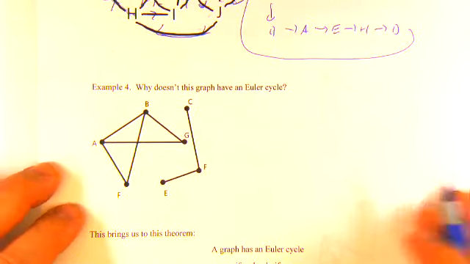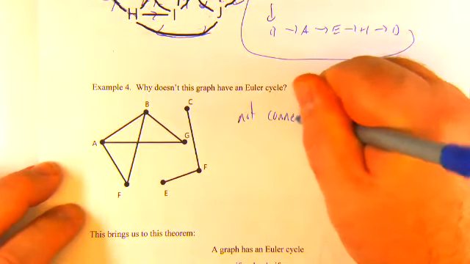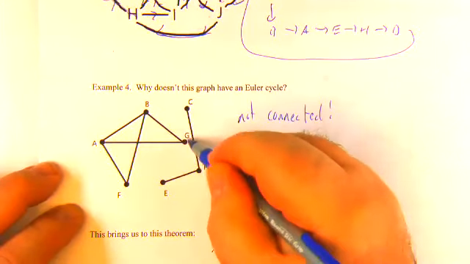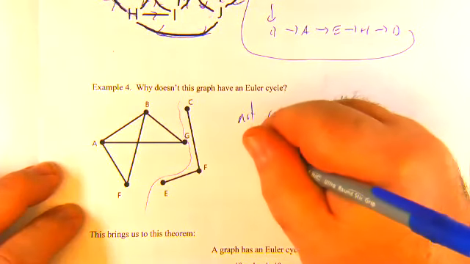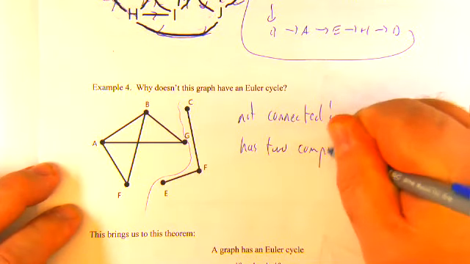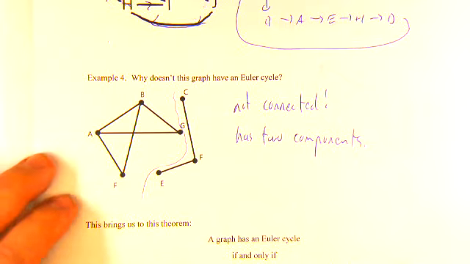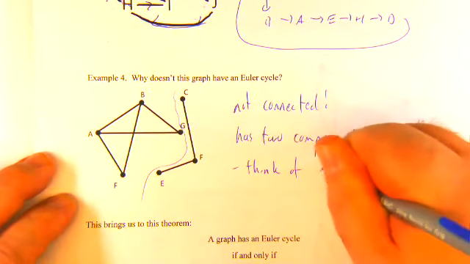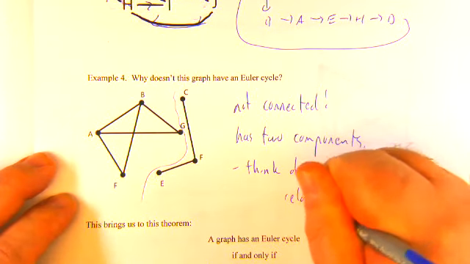Why does this graph have no Euler cycle? It's not connected. You can't get from G to C or F or E. It's in two parts, and those two parts are called components. So if you have a graph that's in different pieces, you have different components. Think of the digraphs that we did for equivalence relations. Those all had different components.